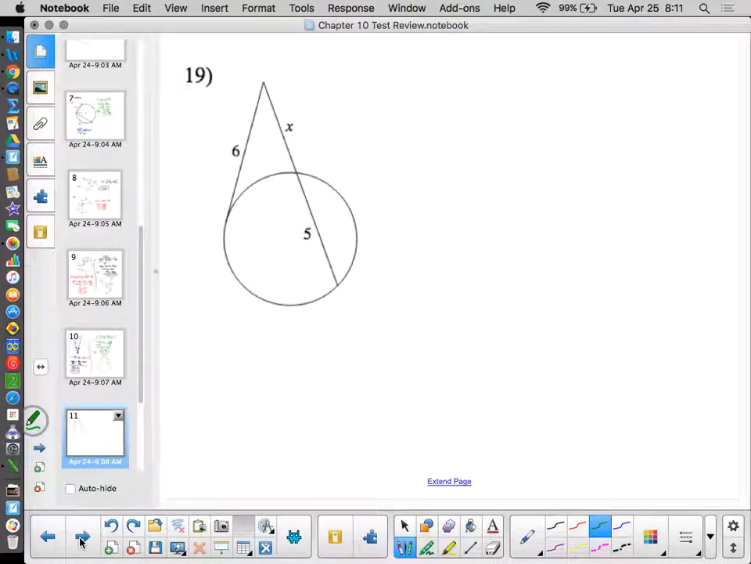Let's set this one up. Someone tell me the equation for this one. 6 times what? 6 times 6, or 6 squared, I think I heard. 6 times 6 equals x times 5 plus x, or x plus 5, the whole thing. Now this one's going to give me a quadratic, isn't it?